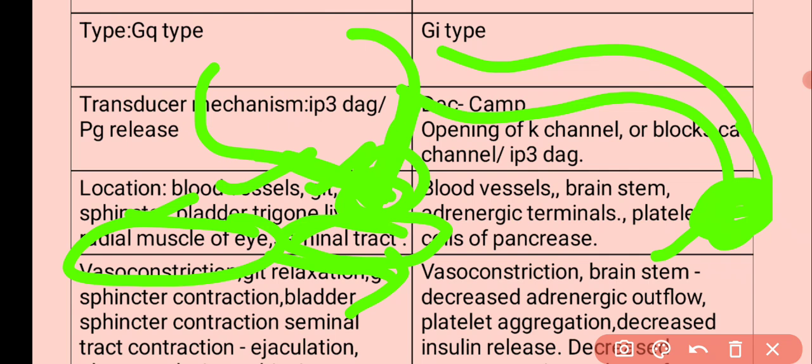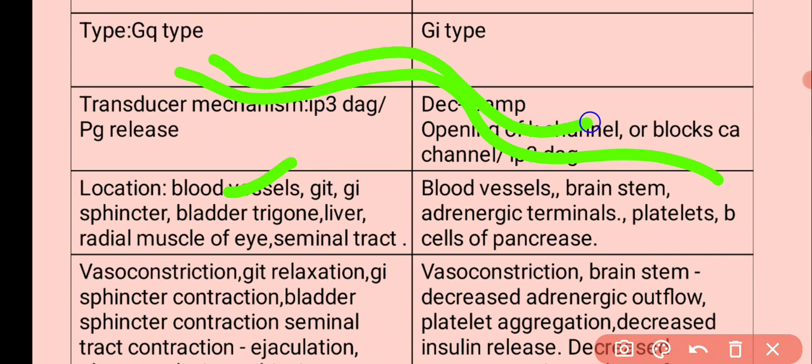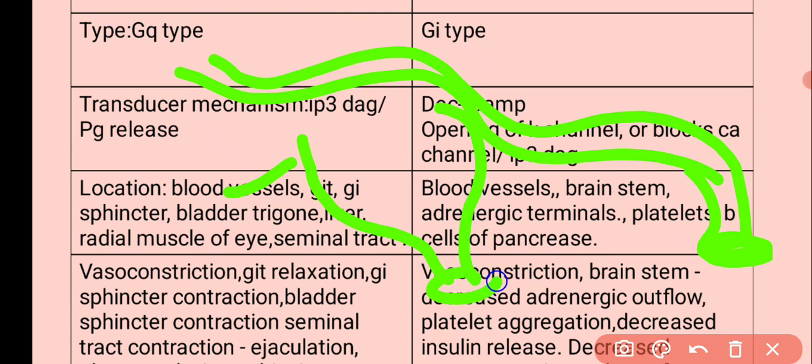Coming to the functions, on blood vessels alpha 1 is responsible for vasoconstriction, which causes relaxation of the entire GIT tract. Alpha 1 receptors cause contraction of the sphincter muscle, and also contract the trigone muscles.